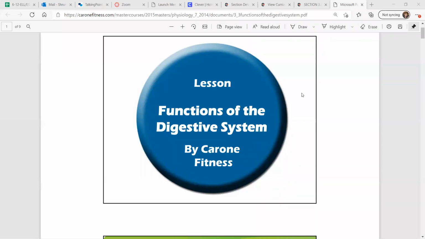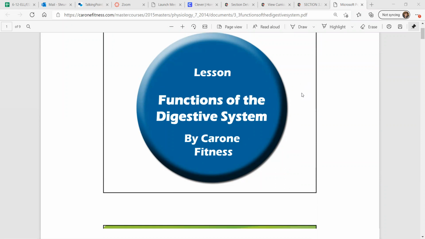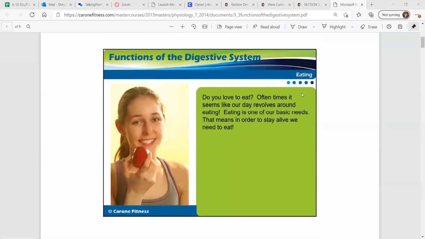Hey, it's Mr. Strum, and today we're going to look at the digestive system. And the first lesson is about the function. So, what does it do, and why do we have it?